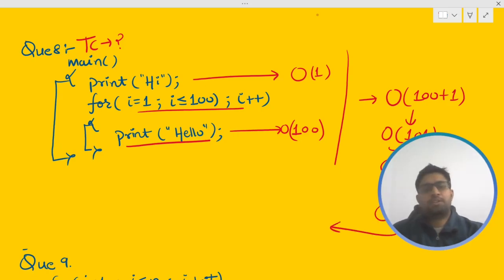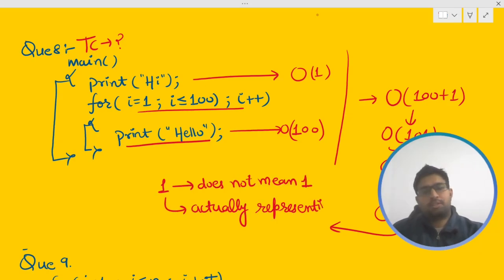So here 1 does not mean actual 1. Here 1 is actually representing constant. So this program is going to take a constant amount of time. Let's go to the next example.